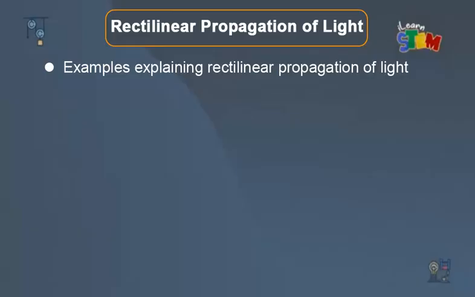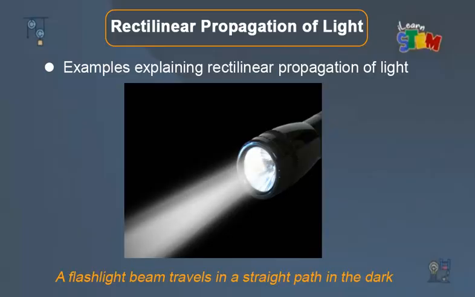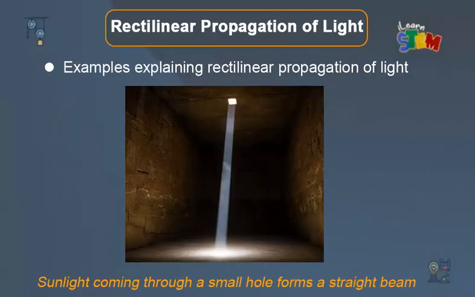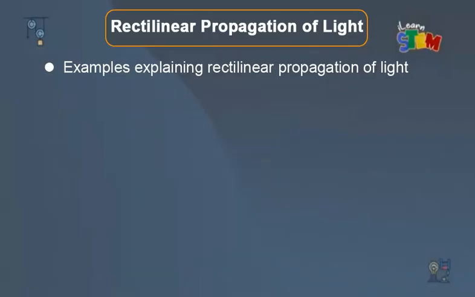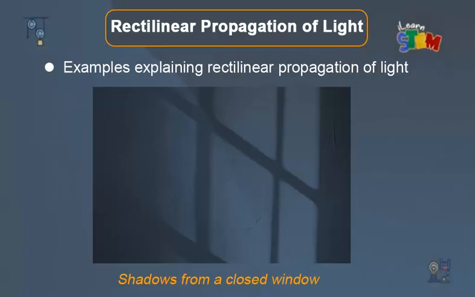Examples explaining rectilinear propagation of light. A flashlight beam travels in a straight path in the dark. Sunlight coming through a small hole forms a straight beam. Shadows form because light cannot bend around objects. It travels straight and is blocked.